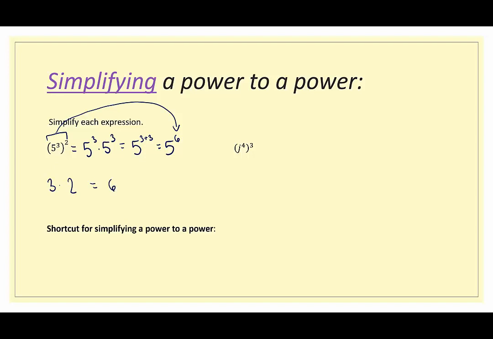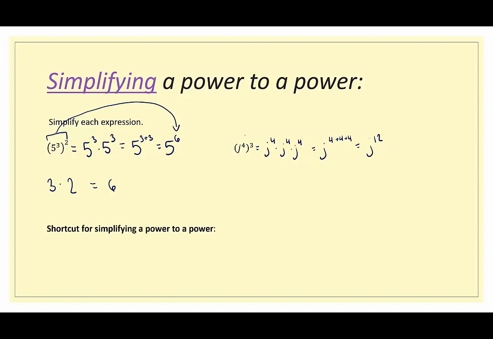Well, 6 is 3 times 2. So maybe that's a thing. Maybe we can multiply the exponents. Let's look at our next example. J to the 4th is the base, and then we're cubing it. So in this example, we could write this as j to the 4th times j to the 4th times j to the 4th. We have 3 base j's, so that'd be j to the 4 plus 4 plus 4, and that would be j to the 12th.